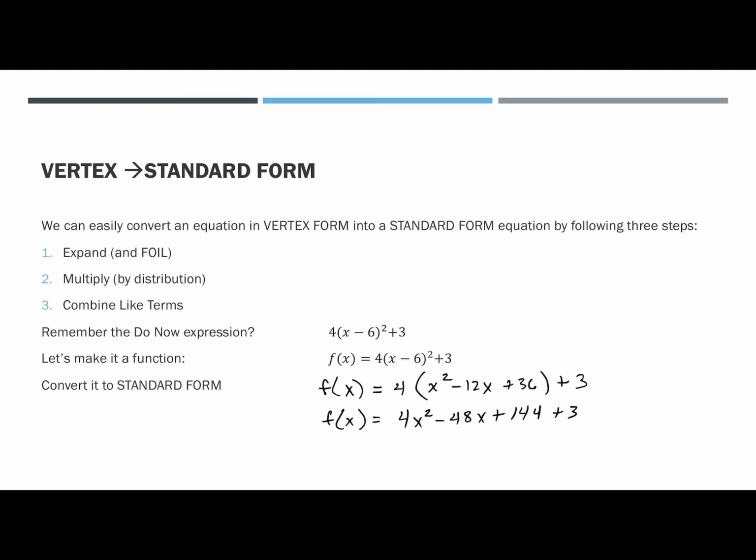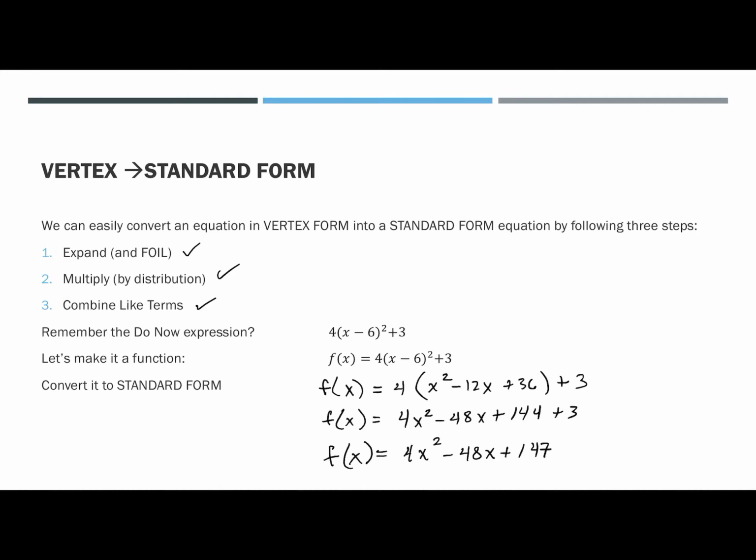So then our last, so that was first, second steps. The third step is combine like terms, which is really just the constants. So our standard form of that same equation or same function is going to be 4x squared minus 48x plus 147. So now we have it in standard form.